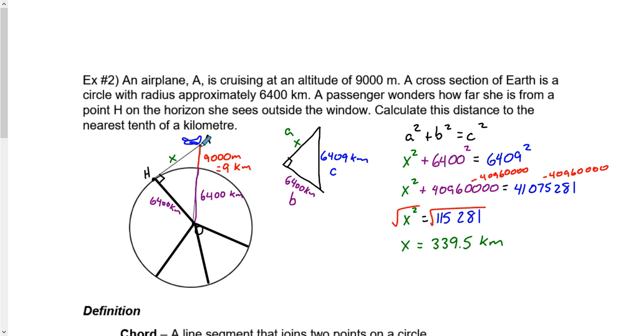So if someone is cruising at an altitude of 9 kilometers above the Earth, and they're just looking out towards as far as they can see, they're approximately 339.5 kilometers away from it.